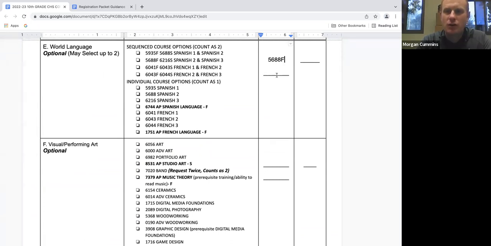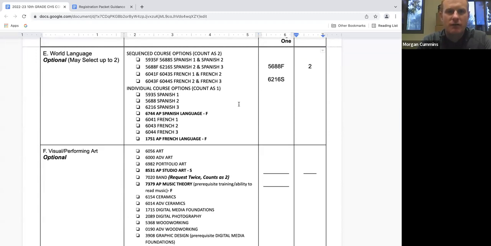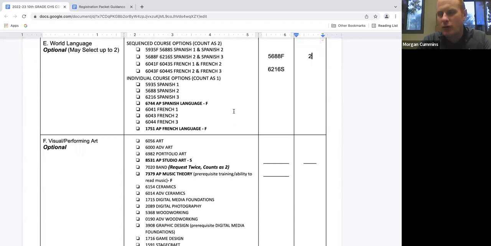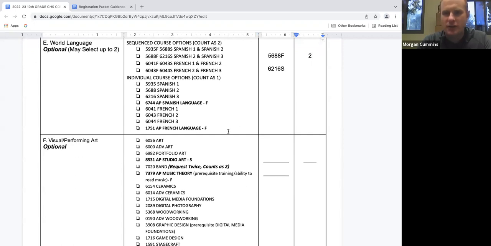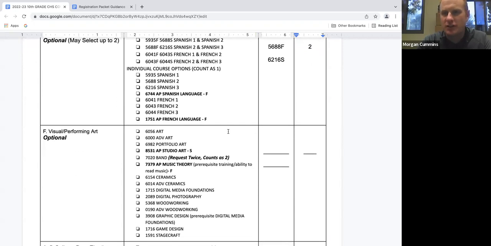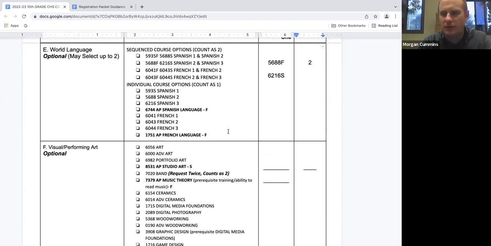As with math, you could choose to sequence your world language if you want to and take two in the same year. So it looks like Ms. G wants to sign up for Spanish 2 and Spanish 3 to sequence her Spanish and finish her college recommendation. So just to be clear, the college requirement is to get to the second level, but most competitive colleges are going to want to see you get to that third level. So Ms. G wants to get done with that recommendation by her sophomore year.